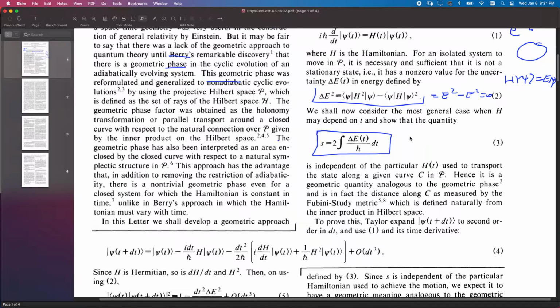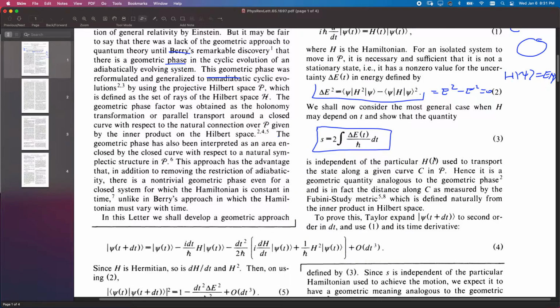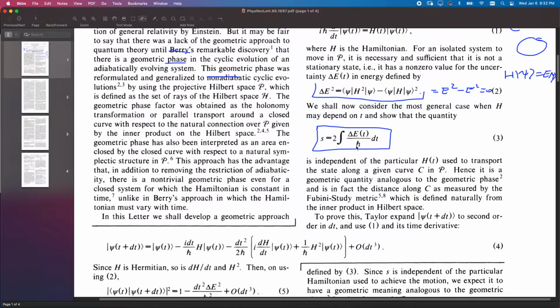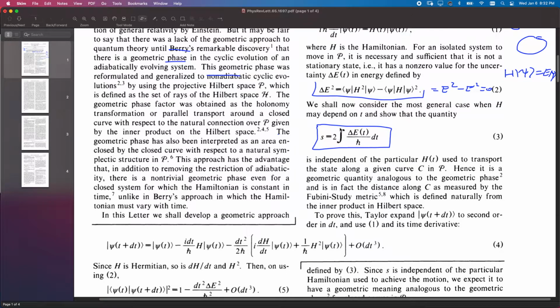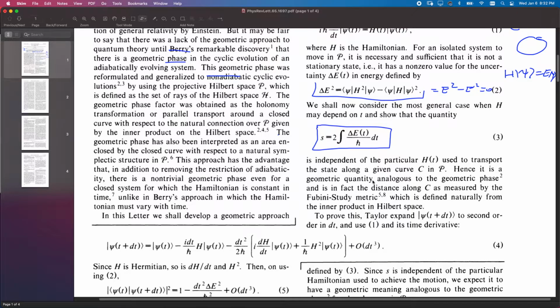Okay, so we have this quantity here, and this quantity is independent of H. It just depends on the uncertainty in the energy. Let me just read it. We shall now consider the most general case when H may depend on t and show that the quantity S equals 2 times the integral over time of the uncertainty of the energy divided by h bar is independent of the particular H used to transport the state along a given curve C in this projective Hilbert space. Hence, it is a geometric quantity analogous to the geometric phase.